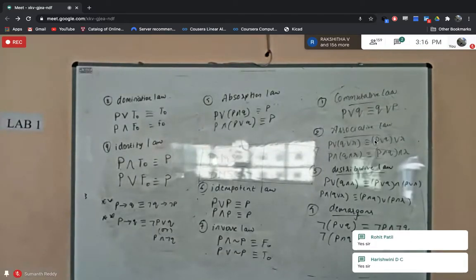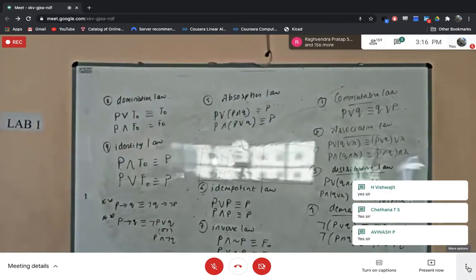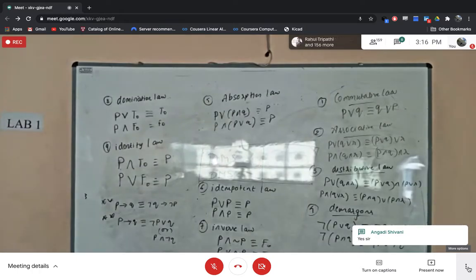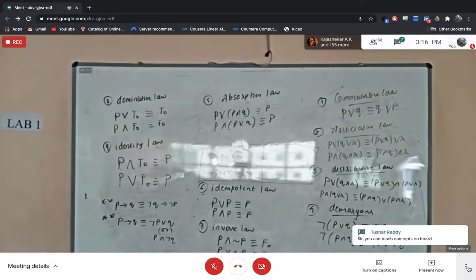If you are okay with this method, I will follow the same method. Otherwise, I have one more idea. I can put one paper and solve the problems with the pen. I will use one phone stand and record everything, and in the class I will just play the same video. That technique also I can use.